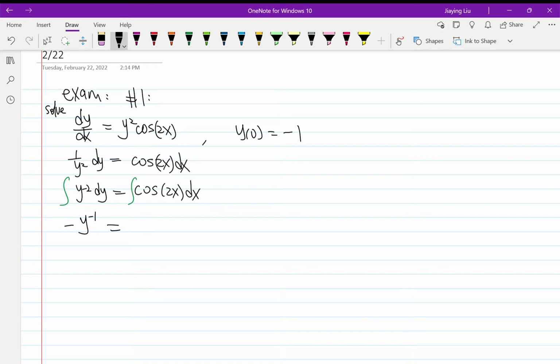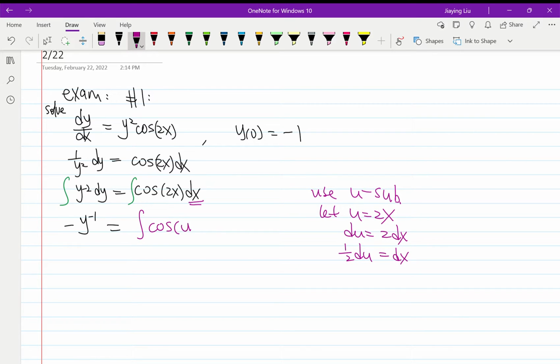We can use u substitution. So let u equal 2x, du equals 2 dx, and we need to replace the dx there, so we can write 1/2 du equals dx. The right-hand side becomes the integral of cosine u times 1/2 du, so I'm going to put 1/2 outside, and du stays inside.